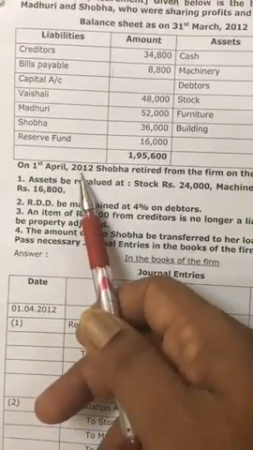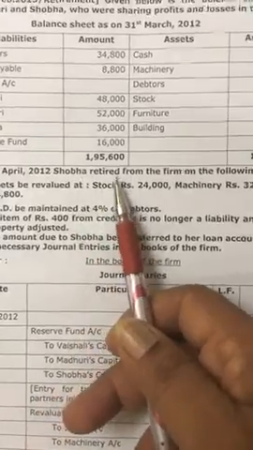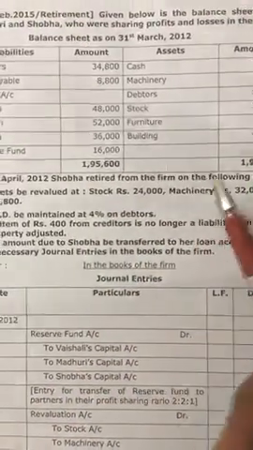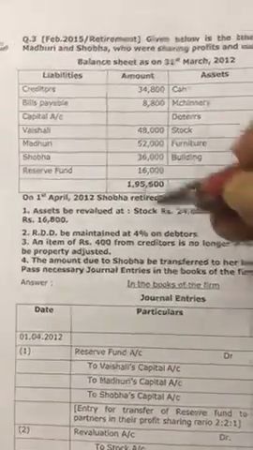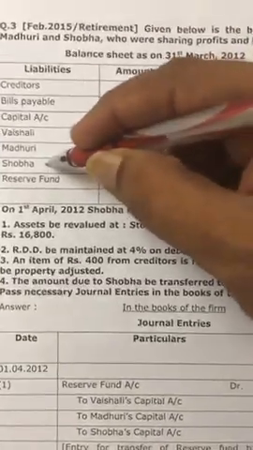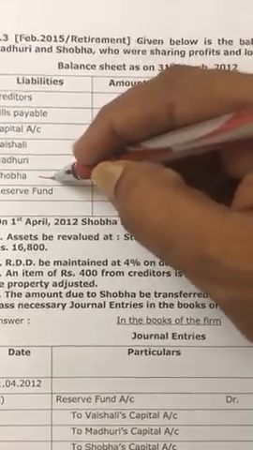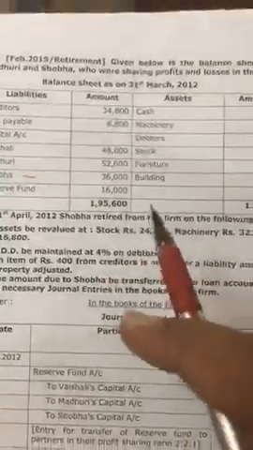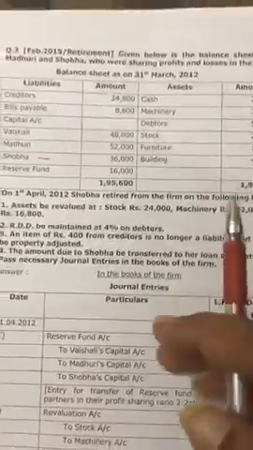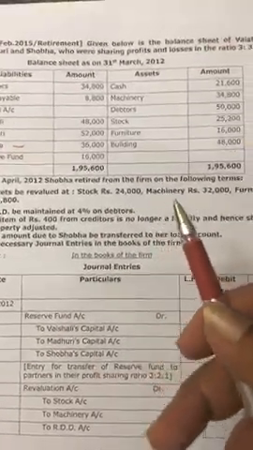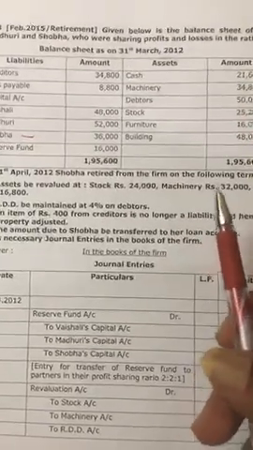On 1st April 2012, Shobha retired from the firm on the following terms. So immediately you mark who is going to retire, because on that account you have to concentrate. So mark this. She is going to retire, so you have to concentrate on her account, because the amount is payable or whatever, that we'll see.